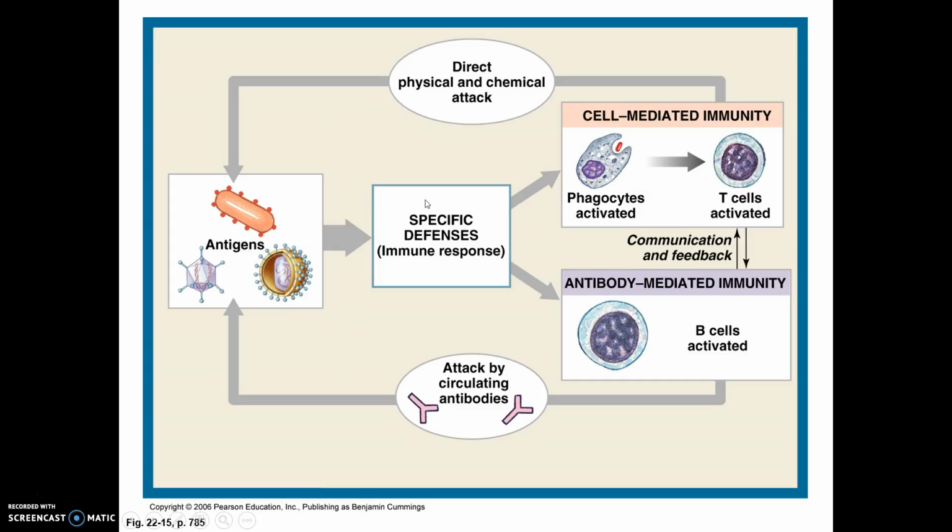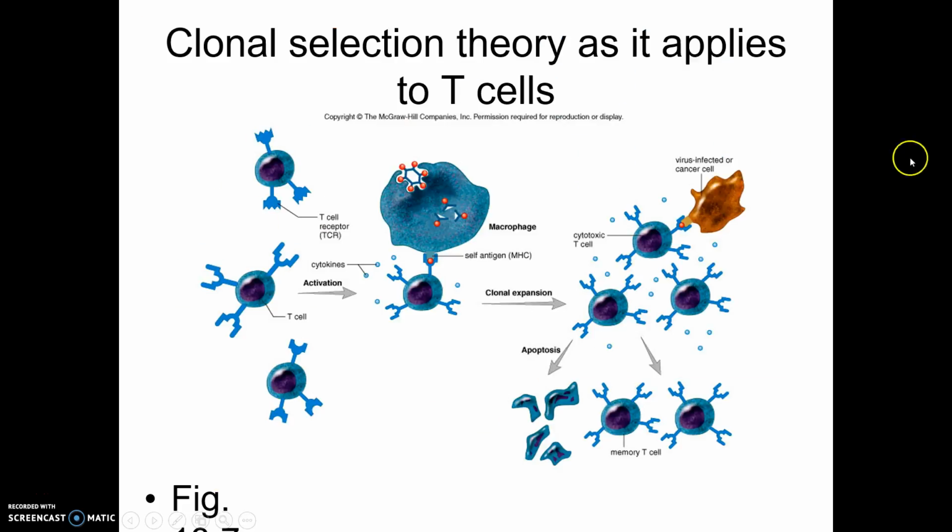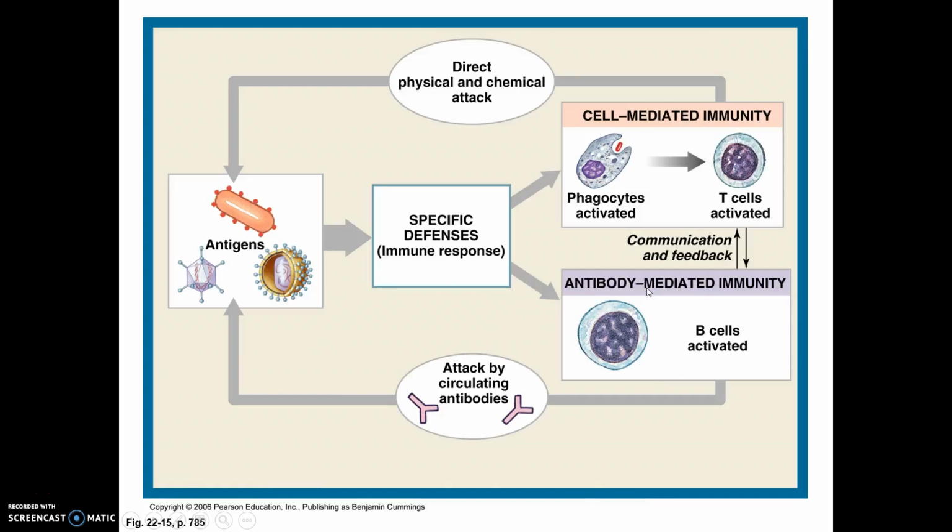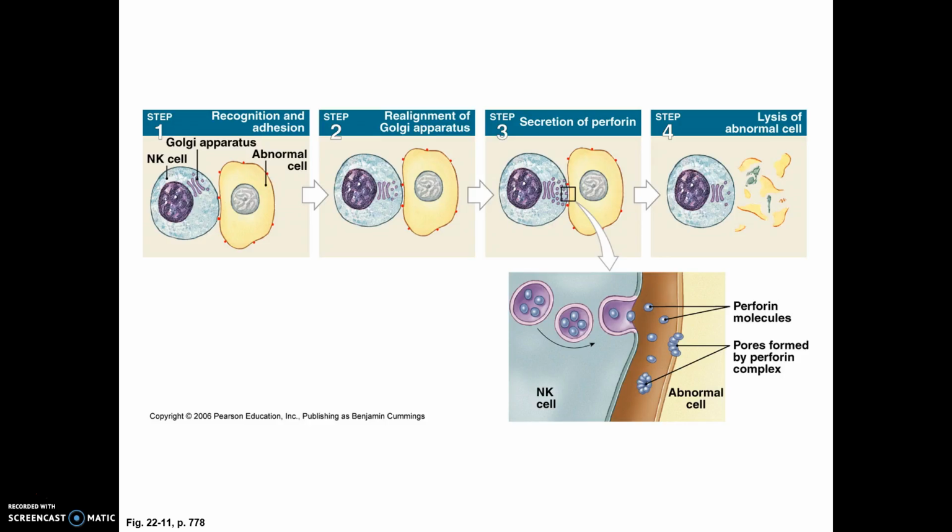On the other hand, when our cytotoxic T cells are checking cells, they are checking for a specific antigen that they have been cloned for due to the presentation from a macrophage of that antigen. So they are looking for something specific, therefore they're specific defenses. Now the other thing is, notice that the T cells actually clone into an army. Natural killer cells, they don't clone into an army.